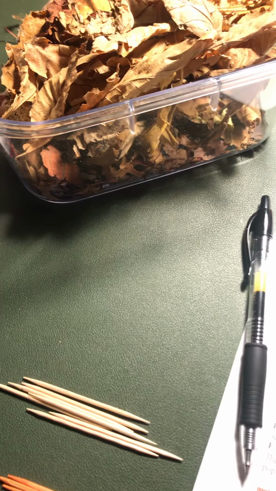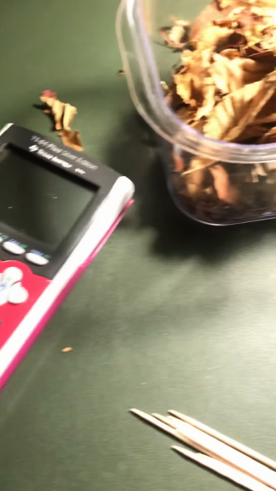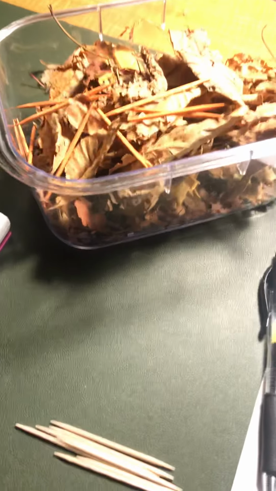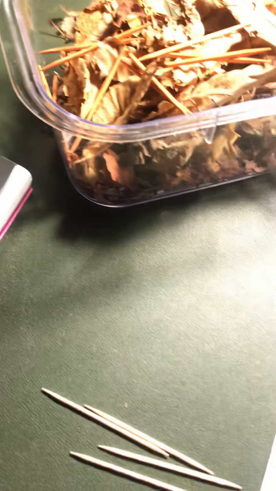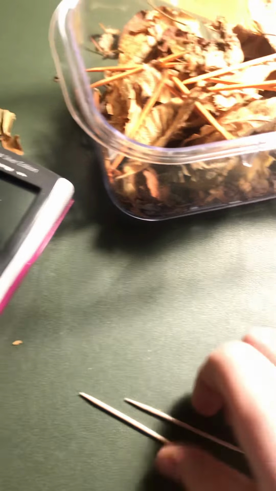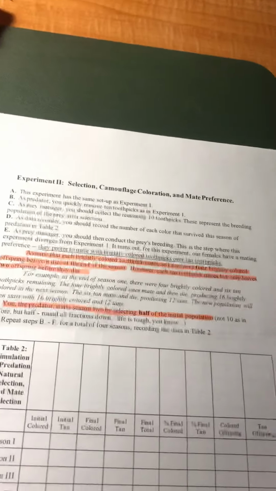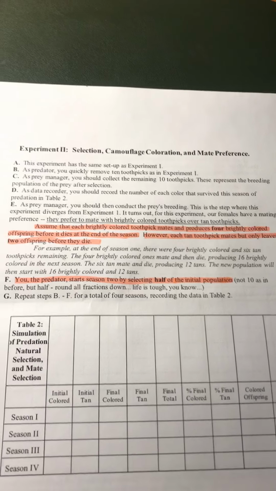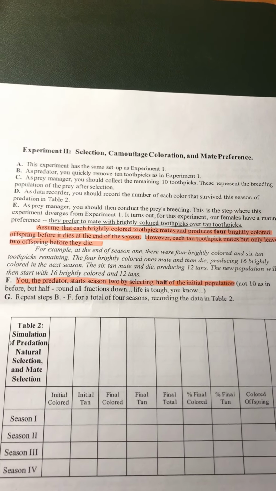So let's get 1, 2, 3, 4, 5, 6, 7, 8, 9, 10 colored. Oops. And 10 tan. There we go. So 10 of each, just like experiment 1. Now we are going to do the exact same thing. You remove the first 10 that you see, and then collect the 10 remaining after you get the first 10.